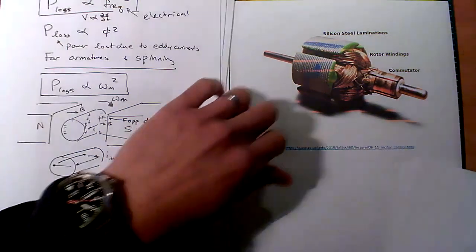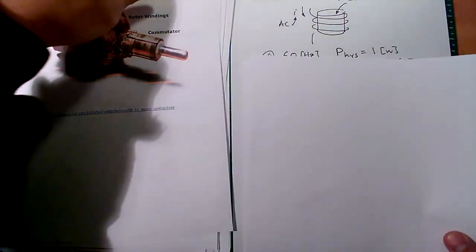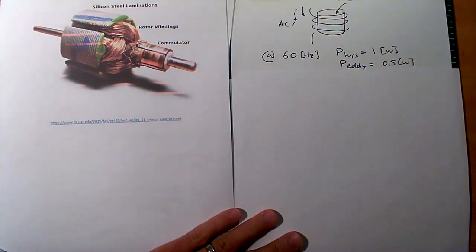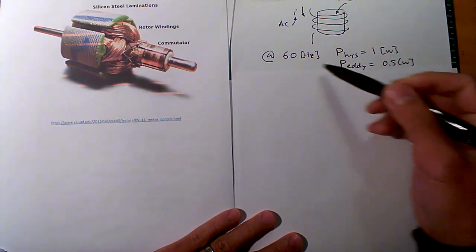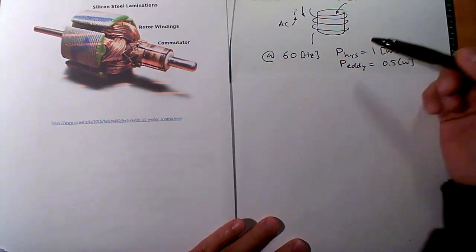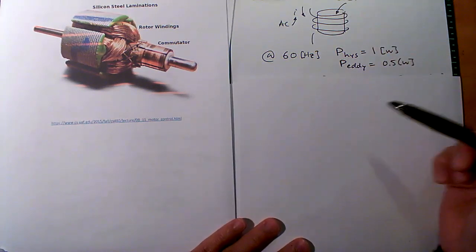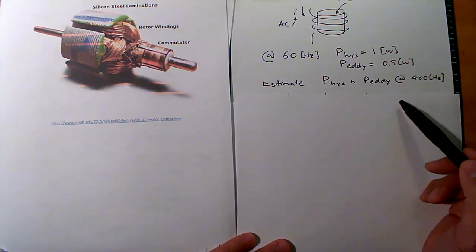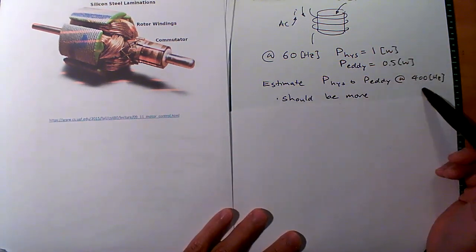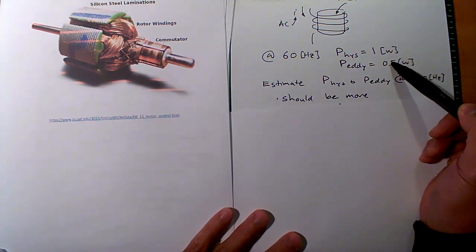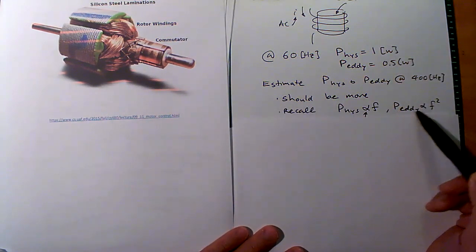Okay, good. So the last example is just a simple numerical example, to highlight this stuff. Let's say you have a core, you have AC current going back and forth, so the flux density is going up and down. Let's say this is operating at 60 hertz, and the hysteresis losses are 1 watt and half a watt for the eddy current losses. The question is, what are the hysteresis and eddy current losses at 400 hertz? Well, we know they're going to be bigger, right? We're increasing the frequency. Remember, the eddy current loss is proportional to the frequency squared, and the hysteresis loss is proportional to just the frequency.